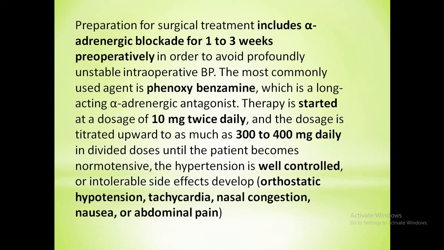Why is this done? Because you don't want to have a profoundly unstable blood pressure during the operation. So it's phenoxybenzamine. You will start 10 milligram twice daily, and you will give it for 1 to 3 weeks. Meanwhile, you will titrate up to 300 to 400 milligram until you see these signs like orthostatic hypotension, tachycardia, nasal congestion, nausea, abdominal pain. And also you will check the patient's BP and ensure that the blood pressure is really in good control.